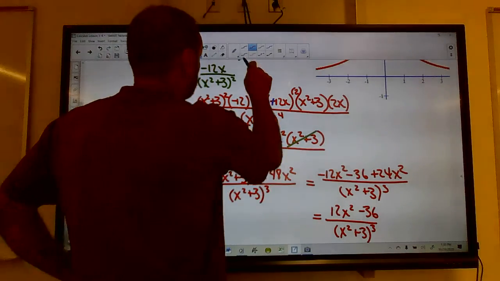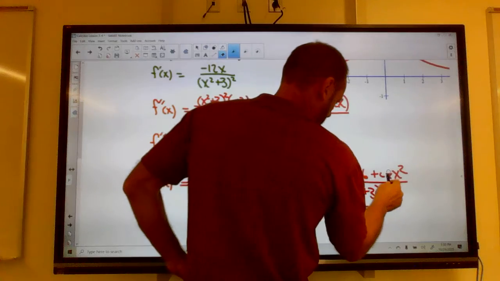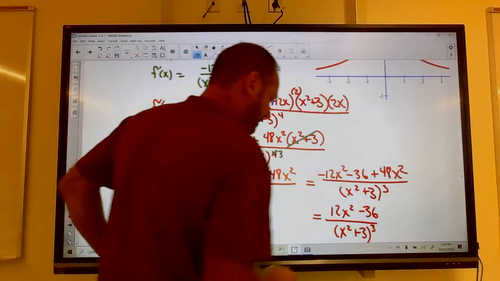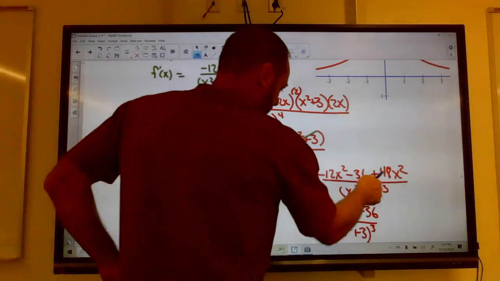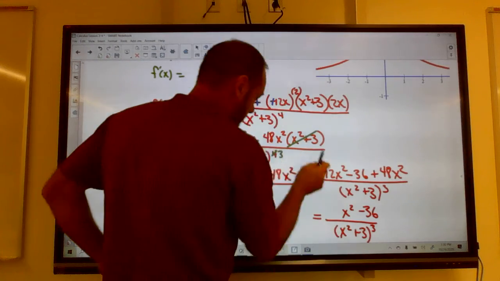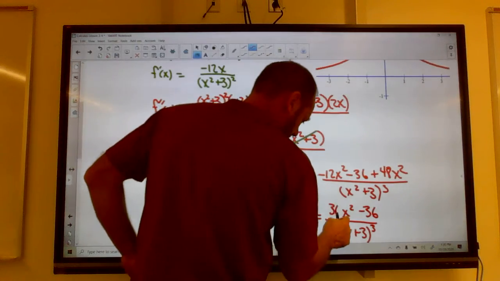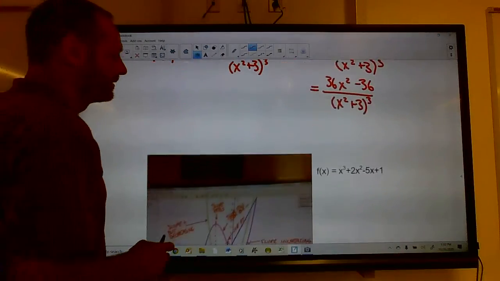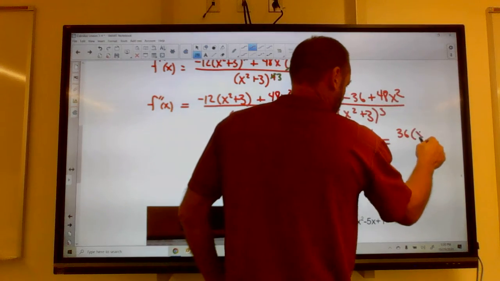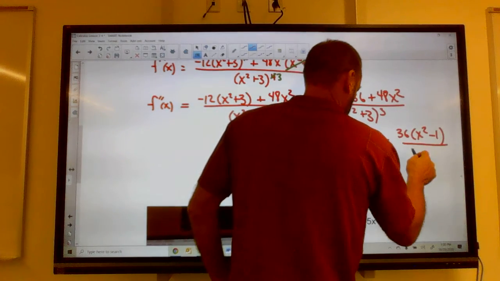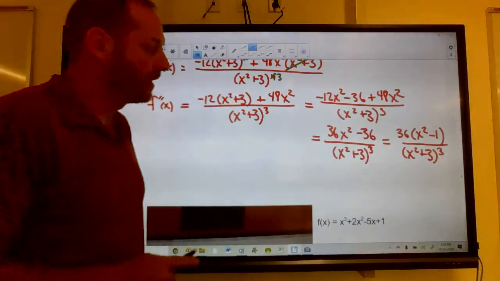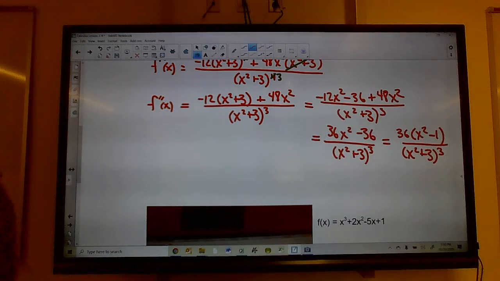And I distribute that in so that this is a 48 right here. And 48x squared minus 12x squared makes this 36x squared. All right, now we're cooking with gas. And so then we've got 36 times x squared minus 1 over x squared plus 3 cubed. All right, so there is my equation. There's my second derivative.